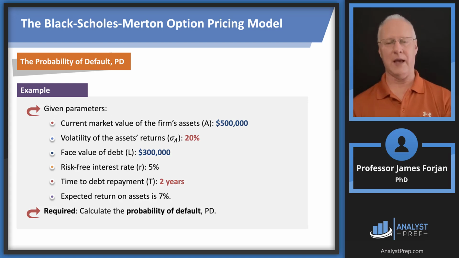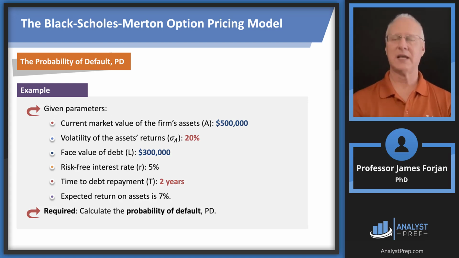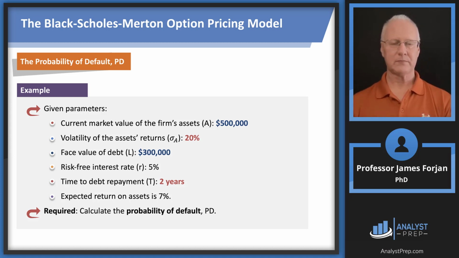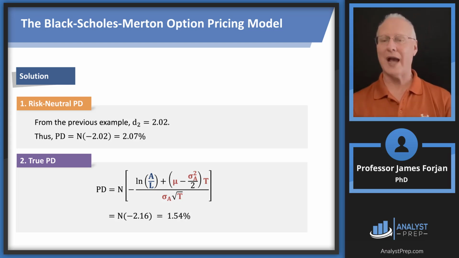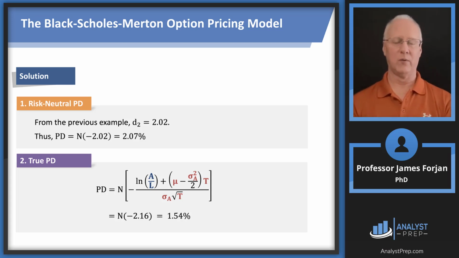So let's go ahead and look at the example. This is the exact same inputs that we have, but notice down at the bottom, the expected return on the assets is 7%. We're not trying to compute the value of the equity. We're trying to compute the probability of default. So we're going to do the same thing that we've done before. Let's do the true probability down in the purple. We use that same equation. We're substituting 7% in for 5%, and we're subtracting. And we're going to get 2.16.